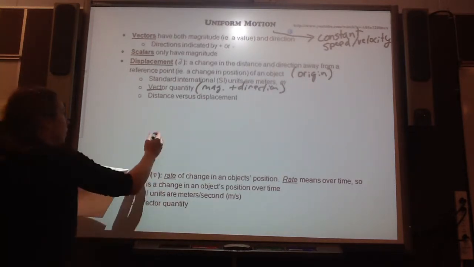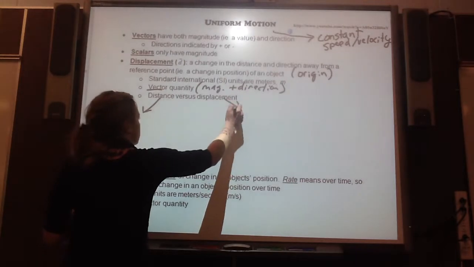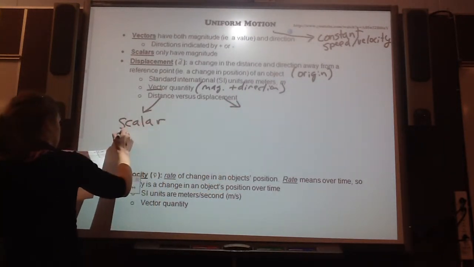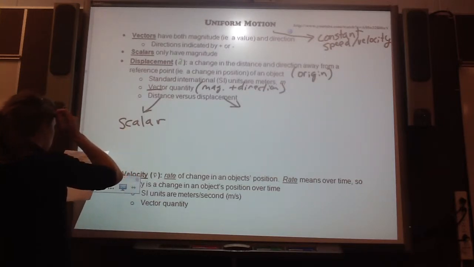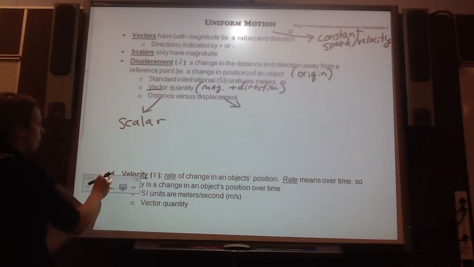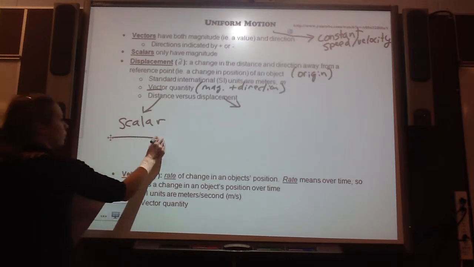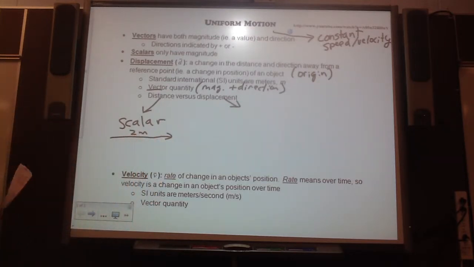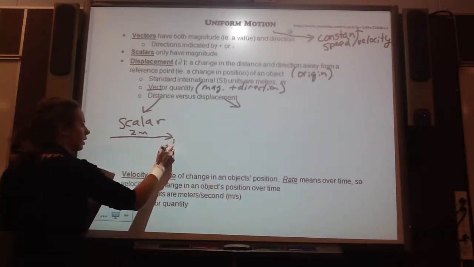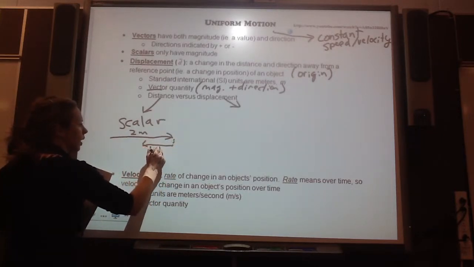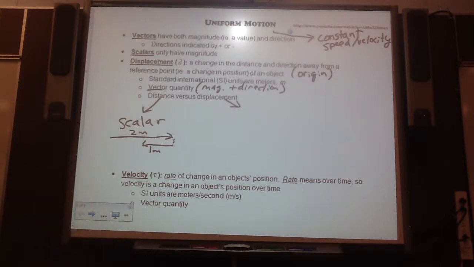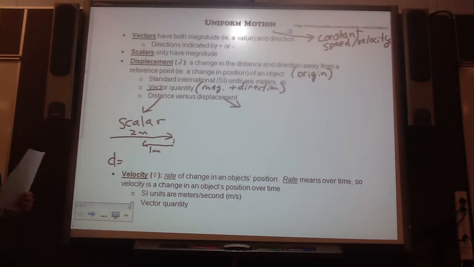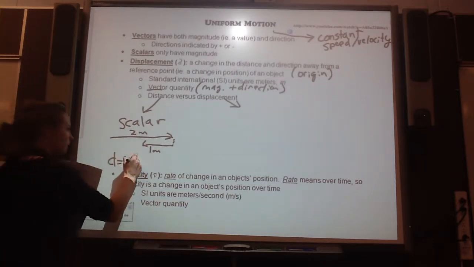So, distance versus displacement. Distance, scalar. So say I went and I walked 2 meters. Okay, I walked 2 meters. And then I turned around and walked 1 meter. My distance traveled is what? 3 meters.